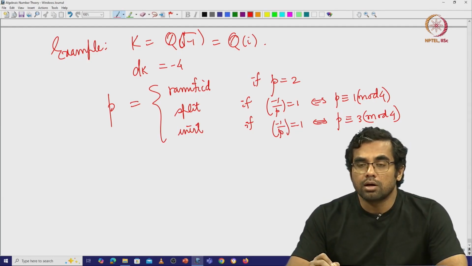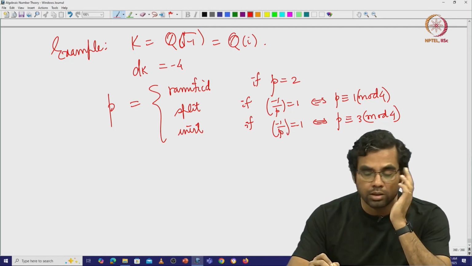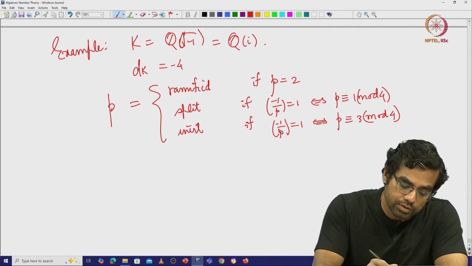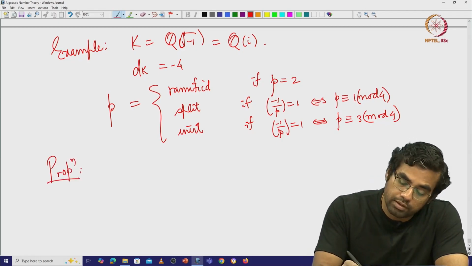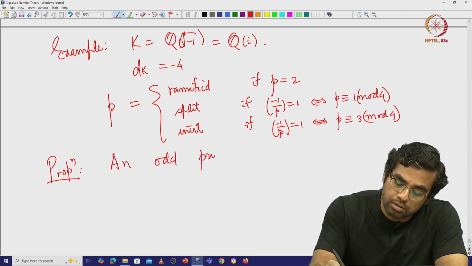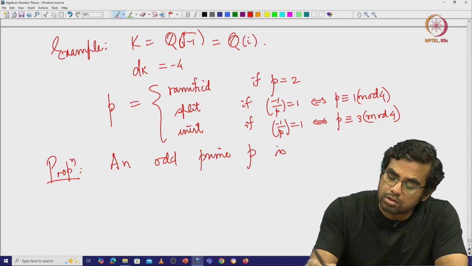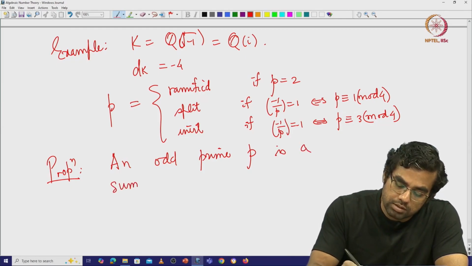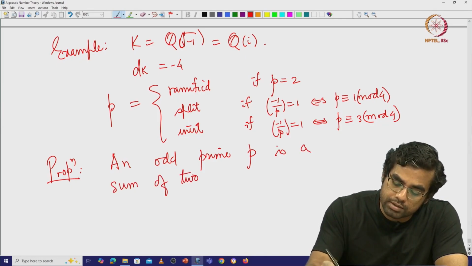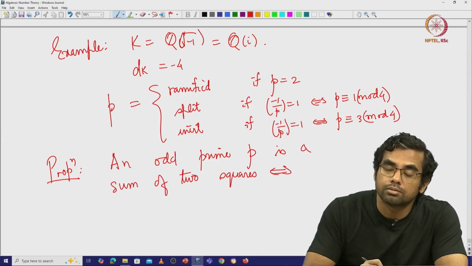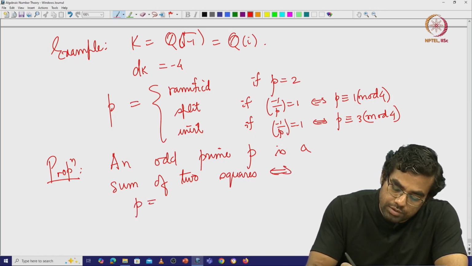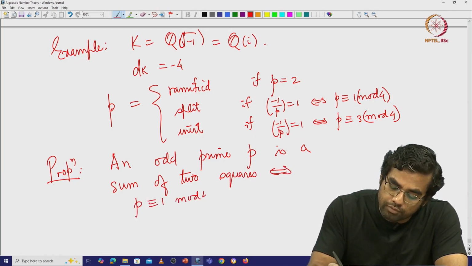Let me take this a little bit further, and as an application of this, we will prove that an odd prime P can be written as a sum of 2 squares. So let me write that down as a proposition. This I think is originally due to Fermat. An odd prime P is a sum of 2 squares if and only if P is congruent to 1 mod 4.